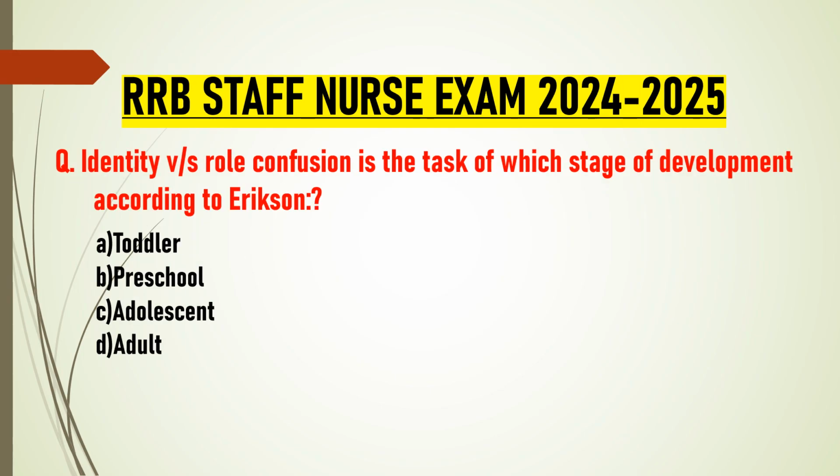Identity versus role confusion is a task of which stage of development according to Erikson? Option A, toddler; option B, preschool; option C, adolescent; option D, adult. So the answer is option C, adolescent.